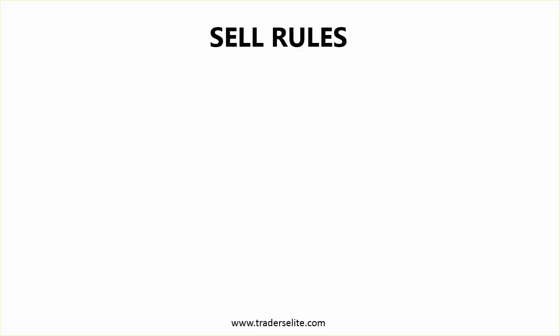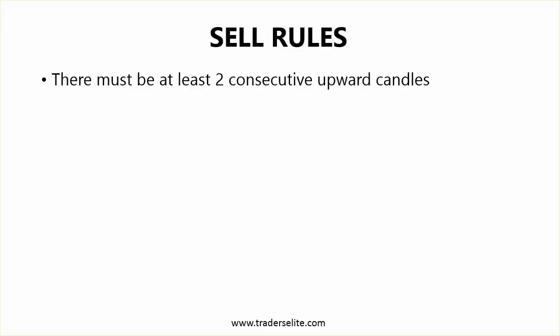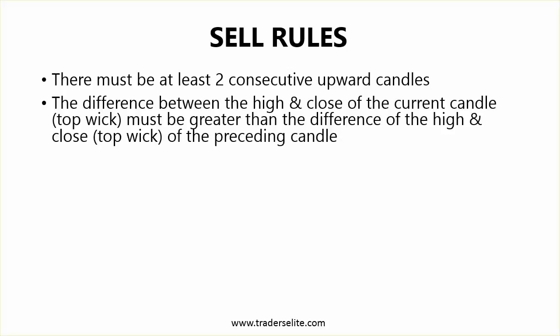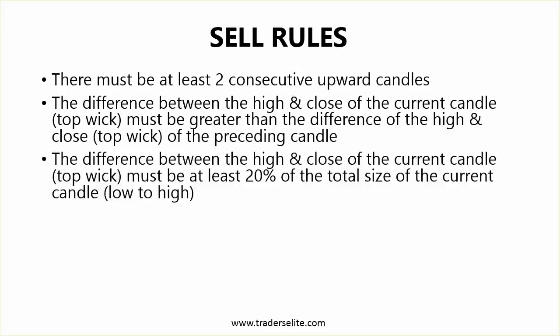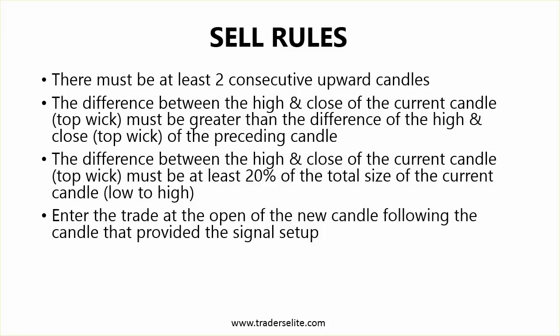So sell rules are totally the opposite. There must be at least 2 consecutive upward candles. The difference between the high and low of the current candle top wick must be greater than the difference of the high and close top wick of the preceding candle. The difference between the high and close of the current candle top wick must be at least 20% of the total size of the current candle, low to high.